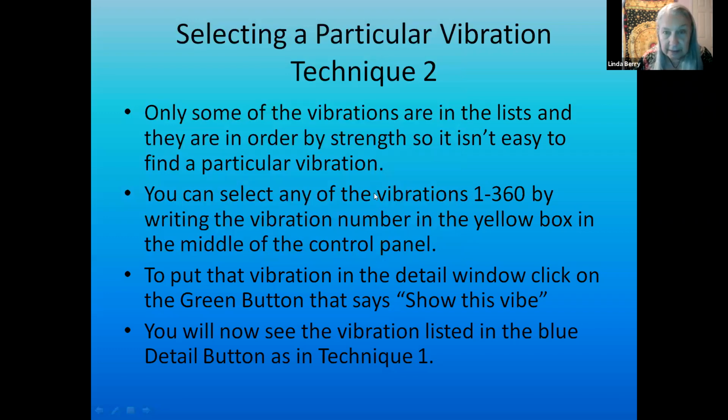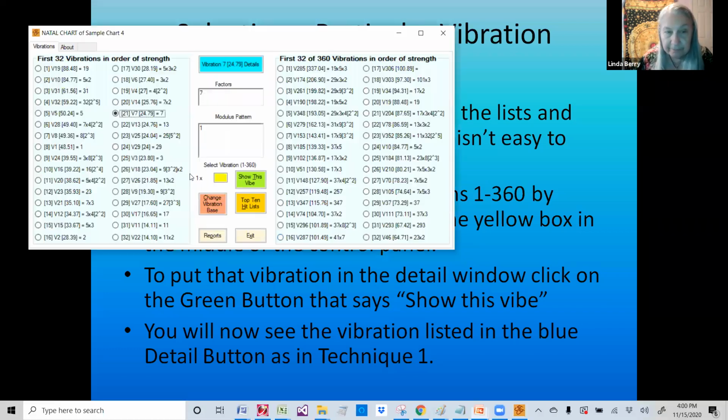The second technique is to select your vibration yourself. All the vibrations aren't listed here, only the strongest ones. You may want to see what's going on in another vibration, or you may not want to hunt down through one of these lists to find the vibration. So you just write its number in the yellow box.